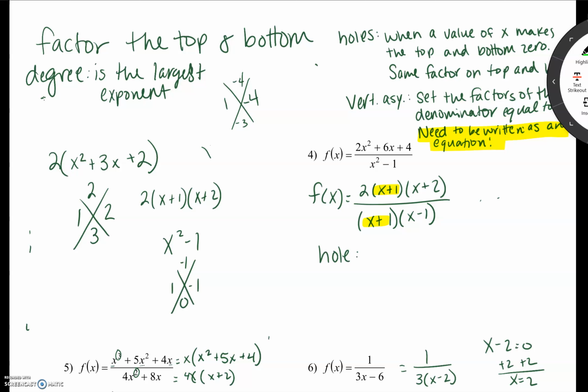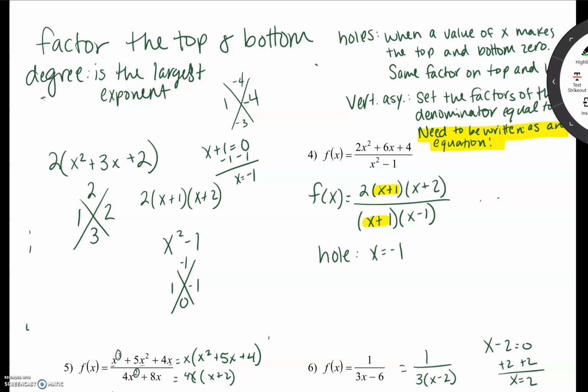And what's going to be that value? x equals what? Right, -1. So our hole is at x equals -1.